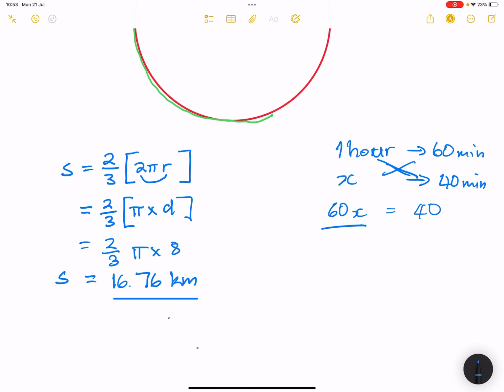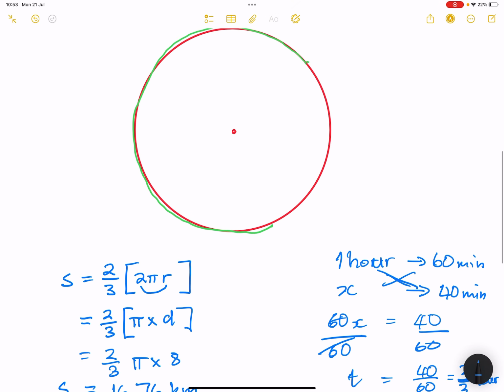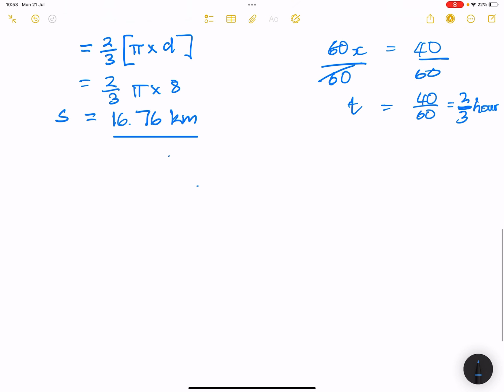And so, in terms of time, I can say the time there is 40 over 60 of an hour. So, meaning that's again going to be 2/3 of an hour. So, 40 minutes is 2/3 of an hour. Right. So, let's calculate the peripheral velocity, meaning the instantaneous velocity, if you may call it that. So we say that S is equal to V multiplied by T.